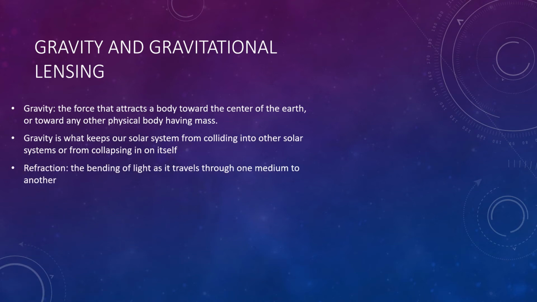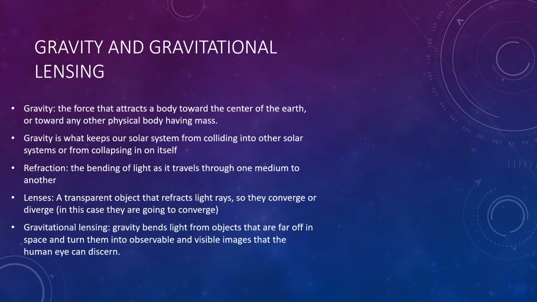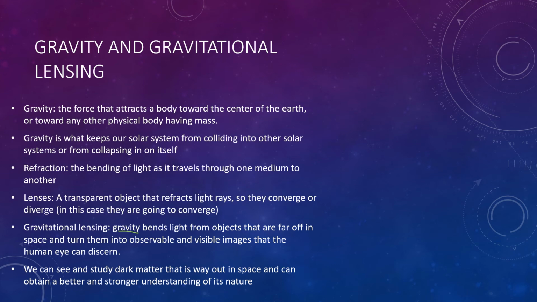You have refraction, which is the bending of light as it travels from one medium to another. And then you have lenses, which are transparent objects that refract light rays so that they converge or diverge. In this case, they're going to all converge into one place. So essentially gravitational lensing is when gravity bends light from objects that are far off in space and turns them into observable images that the human eye can discern. This is the method that we use to study dark matter. We see objects that are way out in distant galaxies, and it can help us obtain a stronger and better knowledge of its nature.